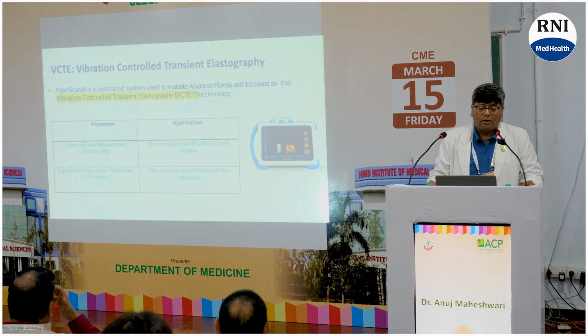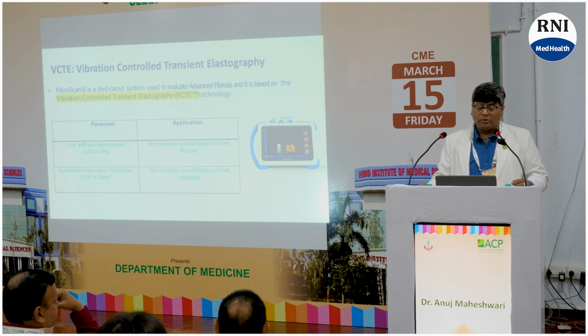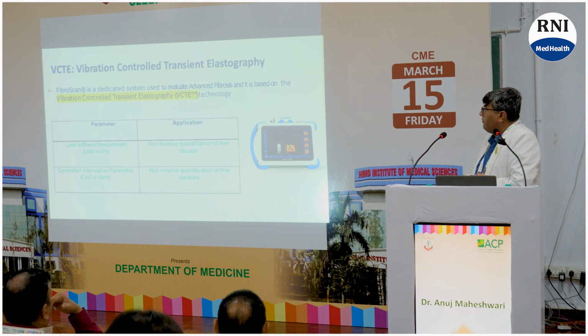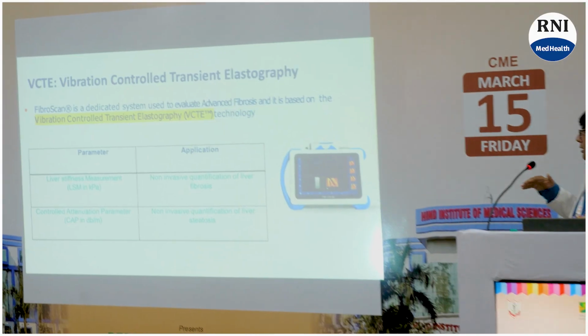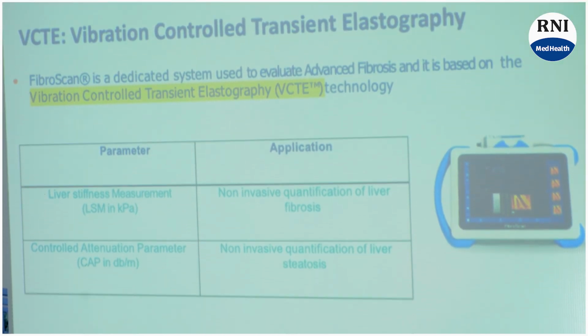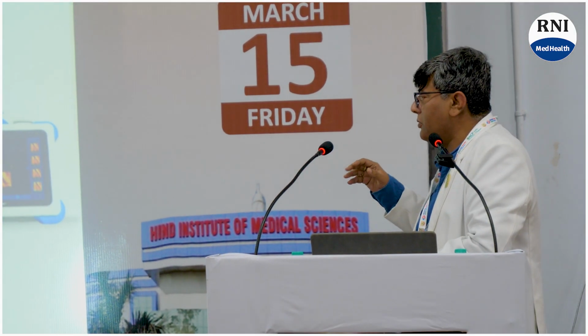So vibration controlled transient elastography is another very important tool. And Fibroscan is a dedicated system used to evaluate advanced fibrosis through this technology. So what parameters do we measure through this technology, the vibration controlled transient elastography, Fibroscan? We need to measure 2 important things. One is the liver stiffness and the other is the controlled attenuation parameter. Liver stiffness measures the quantification of fibrosis, while the controlled attenuation parameter gives you the quantification of liver fat deposition or liver steatosis.